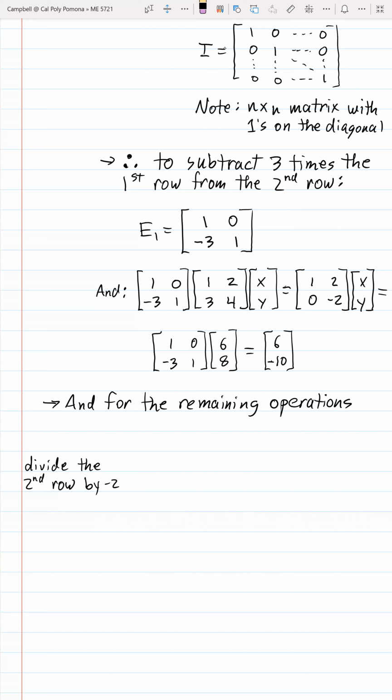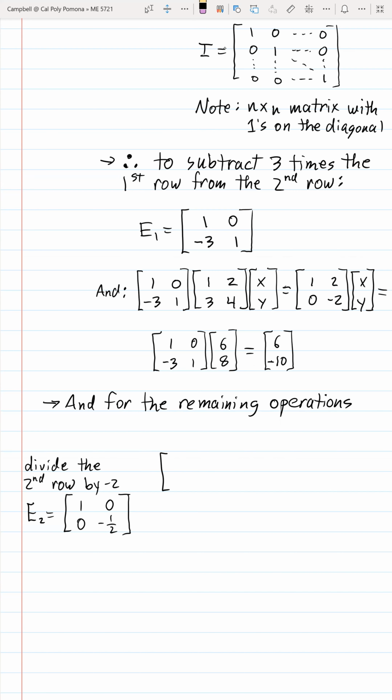So how do I do that? Well, that clearly is associated now with E2. So remember, E1 was the 1, 0, -3, 1. So now E2 is what? E2 is simply 1, 0, 0, -1/2. And that will end up scaling that second row. So let's see that for sure.